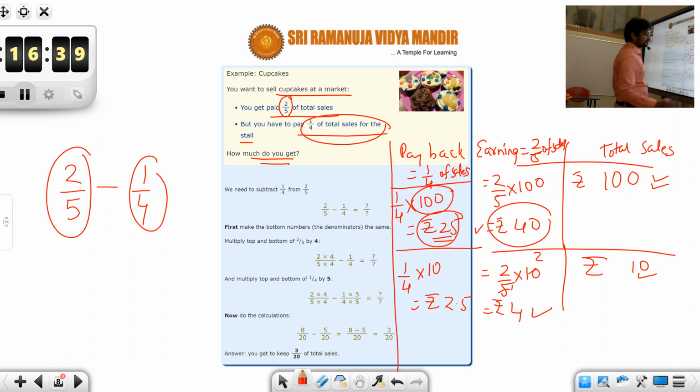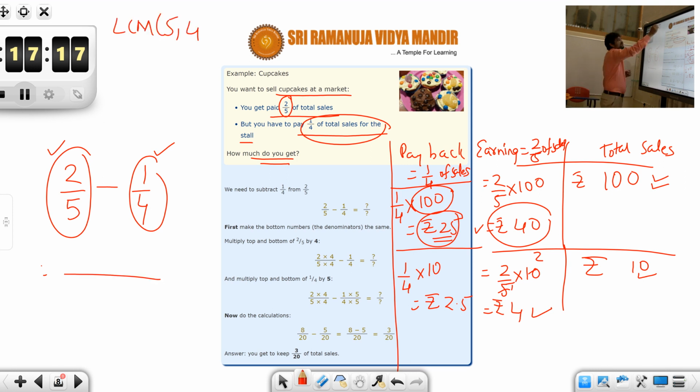Okay. So similarly here, out of the total sales you are earning 2/5. Out of that you need to pay 1/4. So what would be the amount you will be earning? How much do you get exactly? To find that, you need to find the difference of this. So how to find the difference? Our first step is to make the denominator same. Use the common denominator method or the LCM method. So find the LCM, students. LCM of 5 and 4.